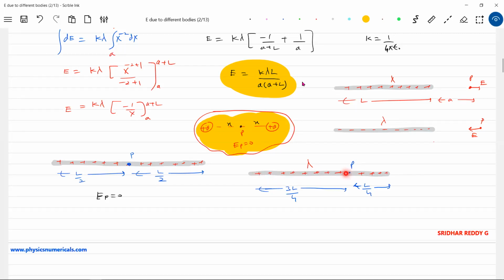So point P will be at what distance? This is equivalent to a rod of length L by 2. Then what is the distance? It will be L by 4. So what changes will we make here? In place of A, I should write L by 4. Instead of capital L, L by 2. Instead of A, L by 4. Simplify this, you'll get the required answer.